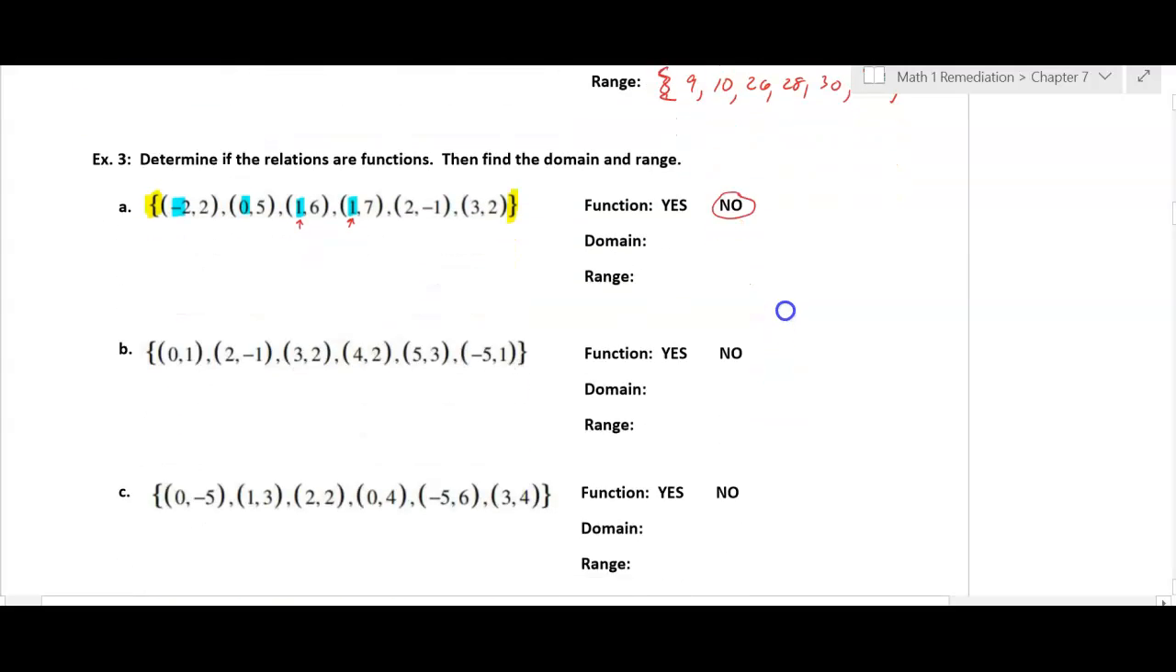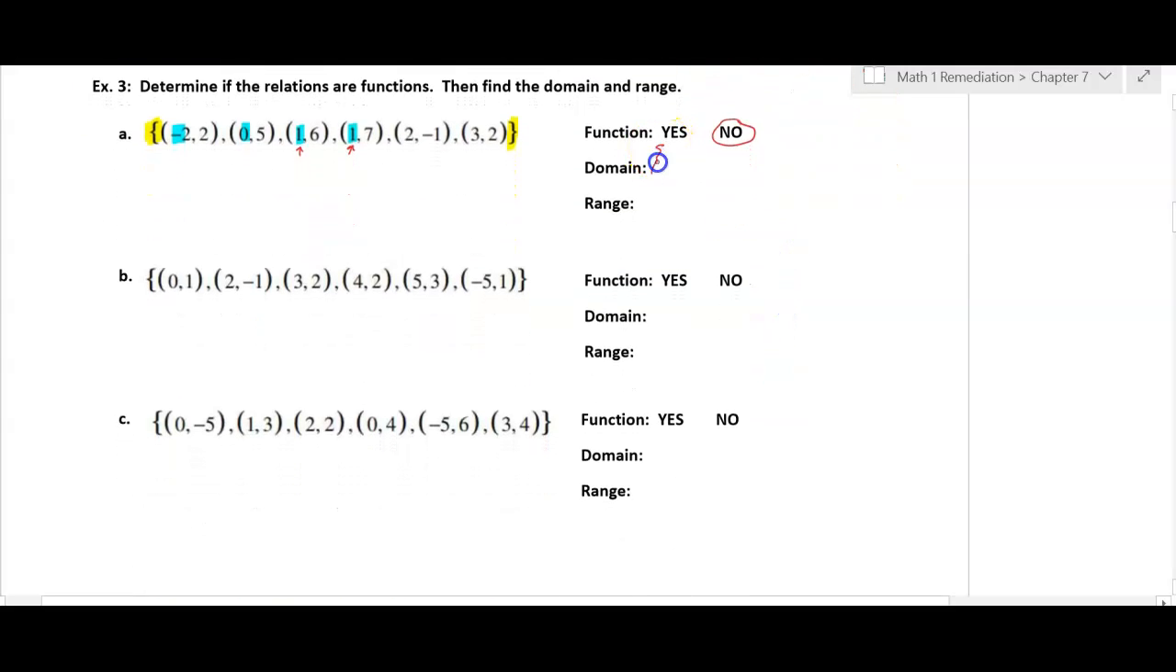Now to practice with the domain and range, right away, the domain, all I'm going to do is look at each ordered pair and identify the x values. So I'm going to go -2, 0, 1, 2, and then 3. And now my range, I'm just going to go ahead and write down corresponding y values. Okay, so the range of this function would be 2, 5, 6, 7, -1, and 2.